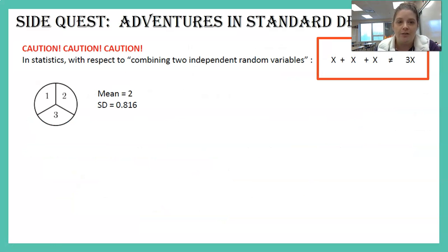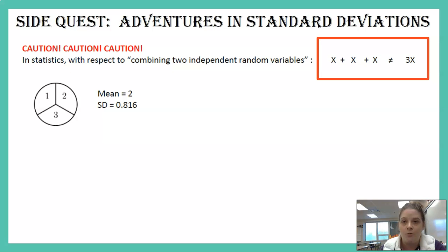We're going to go on a side quest. Join me in my side quest here, Adventures in Standard Deviation. So in statistics, when we're talking about combining random variables, this is one time where algebra does not apply. In other words, when we're talking about a random variable x, x plus x plus x does not equal 3x. Or in our case, in the previous problem, x plus x plus x plus x does not equal 4x.